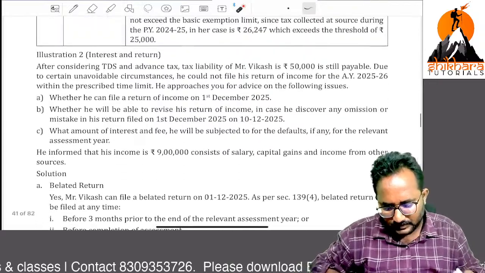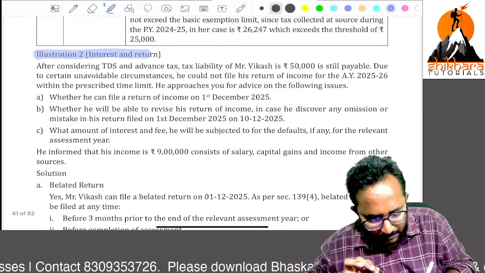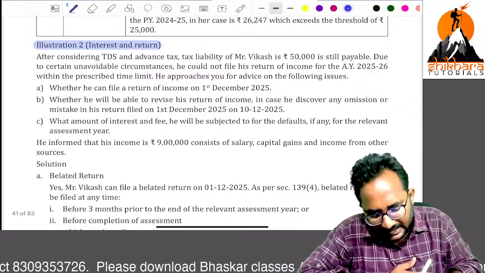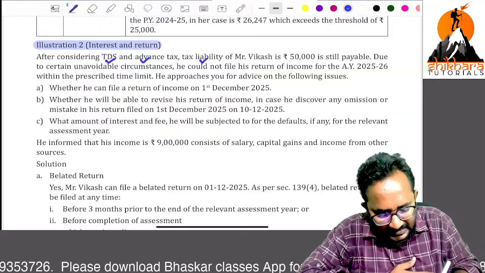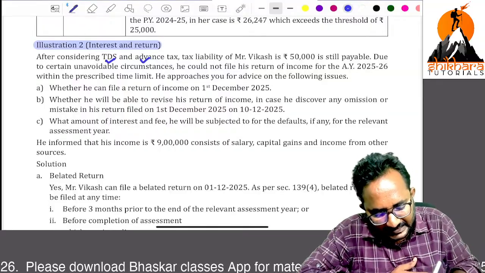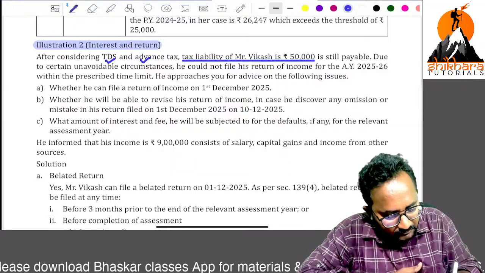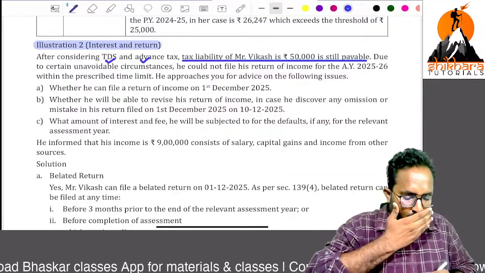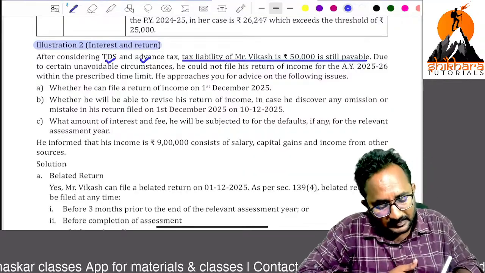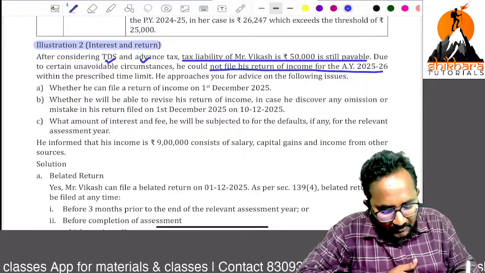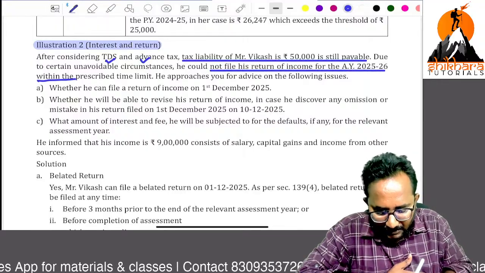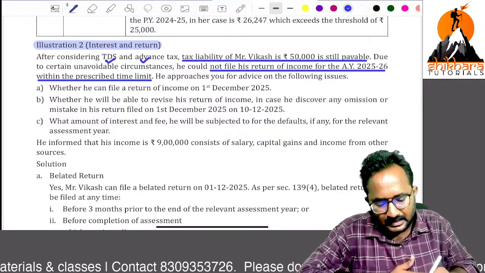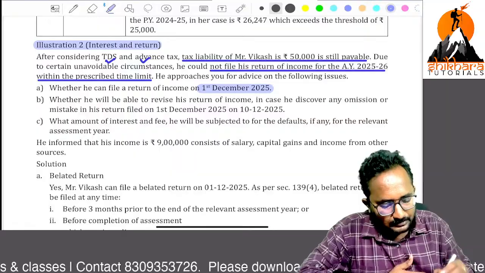Now we can check the interest and return of income combination question they have given. After considering the TDS and advance tax, the tax liability of 50,000 is still payable by Vikas. Due to certain unavoidable circumstances, he did not file the return of income of the assessment year within the prescribed limit. So he approaches to advise, and he can file the return of income on 1st December.